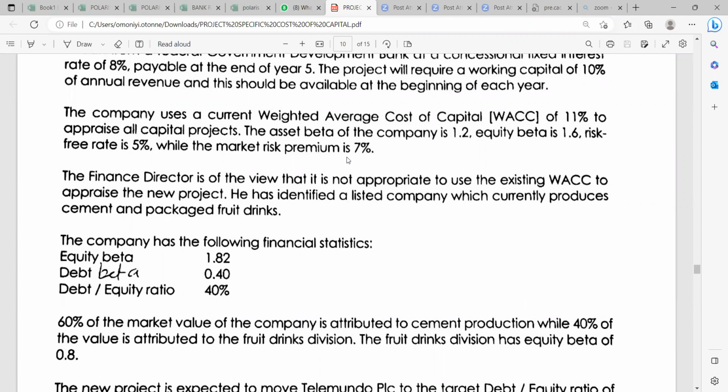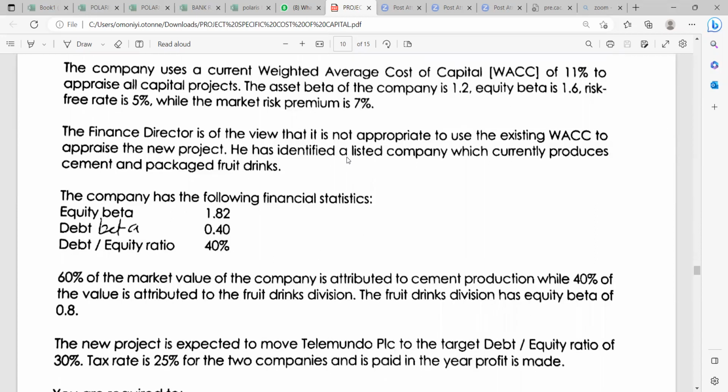The listed company deals with cement and fruits. We are only given the equity beta for fruits, but we are not given cement. We want to calculate it for cement, because when we have the equity beta of both, that is where we can identify the proxy beta of the proxy company. Do you understand? We don't have that, so that is what we want to calculate.